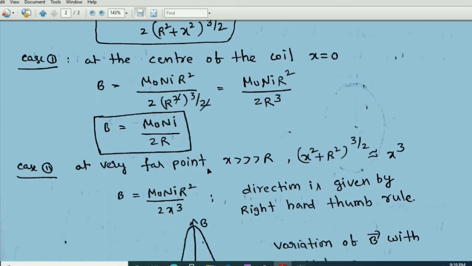Now at a very far point, x is very much greater than capital R. At very far, that means the point P is at a large distance from the center of the circular coil. Now in this expression, capital R can be neglected because x is very much greater than capital R. Then this expression becomes (x square) whole power 3 by 2, so it becomes x cube. Now this is the expression if the point is far away from the center of the circular coil: mu naught N I R square by 2 x cube.